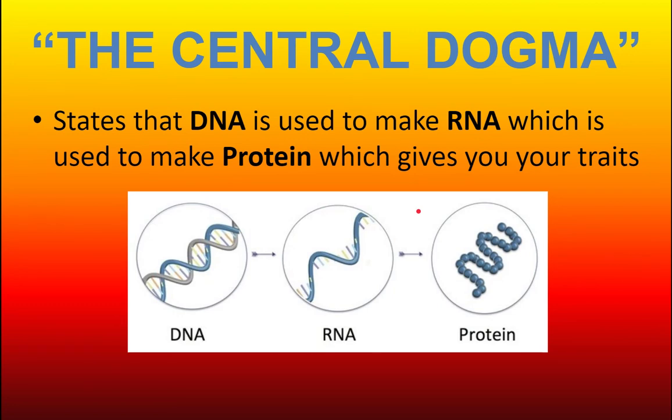Now, this all goes back to something we've talked about before, which is called the central dogma of biology. This is the idea that the DNA code is used to make the RNA code, which is then used to help make proteins. So again, that's called the central dogma of biology.